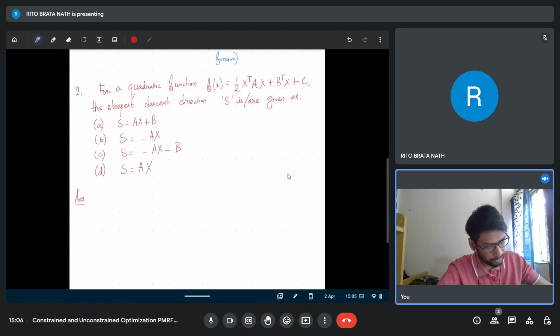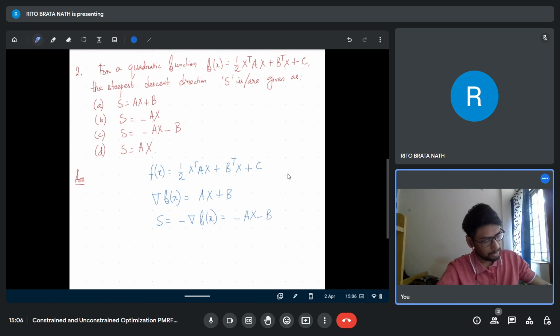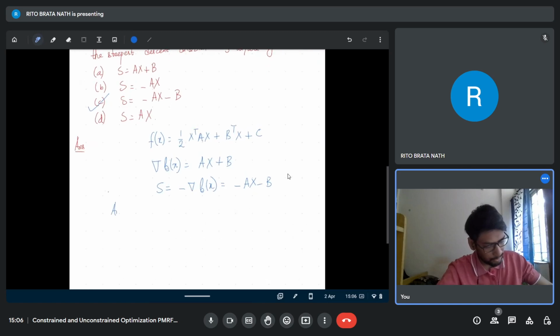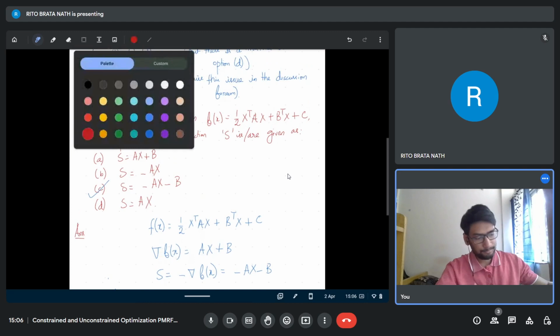First, what we have is f(x) equals half of x transpose Ax plus b transpose x plus c. Then you take the gradient of it, and you can verify that it will be just Ax plus b, and S is nothing but minus of this grad f(x), and that is minus Ax minus b. So your answer is option C. That's the correct answer here. I don't think there was any issue with this problem. Okay, let me try the third problem.